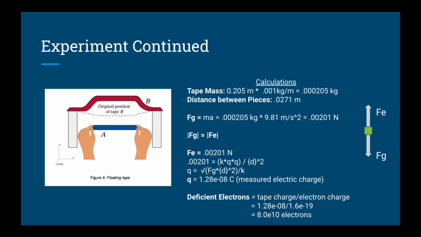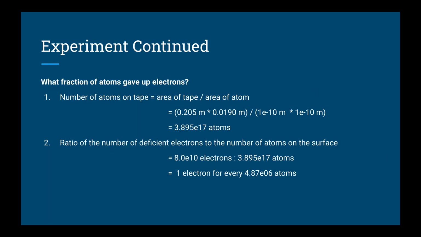To calculate the deficient electrons, I took the tape charge and divided by the electron charge to get a value of 8.0 times 10 to the 10 deficient electrons. The number of atoms on the tape was calculated by taking the area of the tape divided by the area of the atom, which was 3.895 times 10 to the 17th atoms. The ratio of the number of deficient electrons to the number of atoms on the surface was 1 electron for every 4.87 times 10 to the 6 atoms.